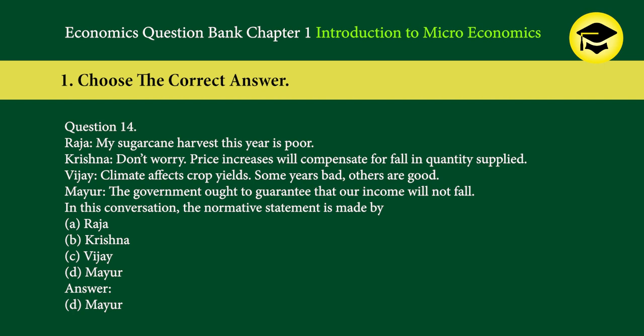Question 14. Raja: My sugarcane harvest this year is poor. Krishna: Don't worry. Price increases will compensate for the fall in quantity supplied. Vijay: Climate affects crop yields. Some years are bad, others are good. Mayur: The government ought to guarantee that our income will not fall. In this conversation, the normative statement is made by A. Raja. B. Krishna. C. Vijay. D. Mayur. Answer D. Mayur.